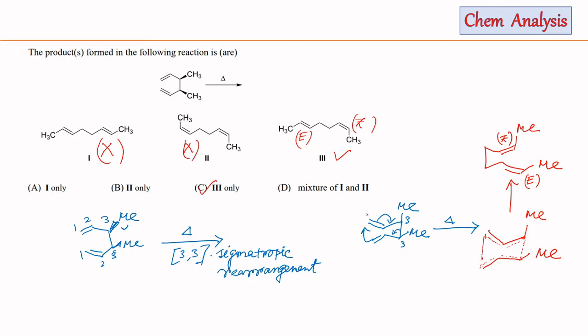If we number the carbon here, that is 1 2 3, 1 2 3, here will be 1 2 3, this will be 3 2 1, this is 1 2 3, 1 2, and this one is 3. So let's see the next question.